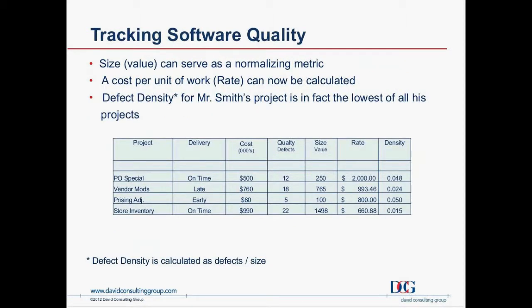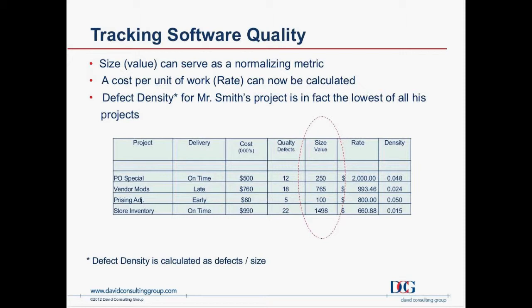So here's that same table again, but I've added three columns. I've added a column about size, a calculated rate, and a calculated defect density. And so the size, and I'm going to expand upon this sizing metric momentarily, but for now, you can just think about this as, say, a business value metric or a measure of the amount of features and functionality that were delivered to the end user.